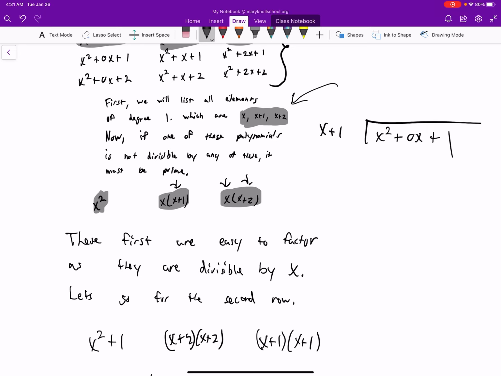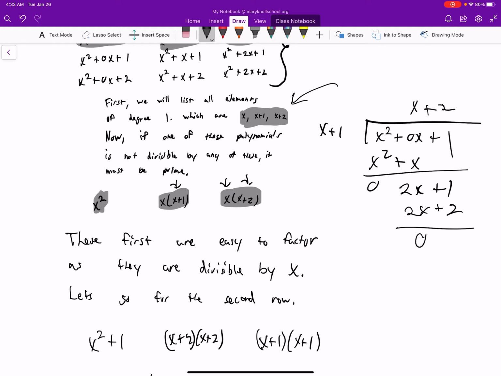Okay, so then let's try x plus 1. x plus 1, and put an x here. Okay, x squared plus x, 0. Now this is going to be negative x, right? Negative x. But in Z3, that's going to be 2x plus 1. So then plus 2. So we get 2x plus 2. That's going to be negative 1 again, which is 2. Okay, so we're going to have a remainder. All right, let's try the next one.